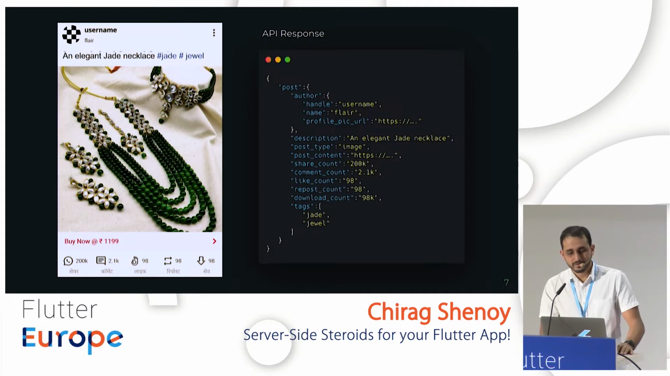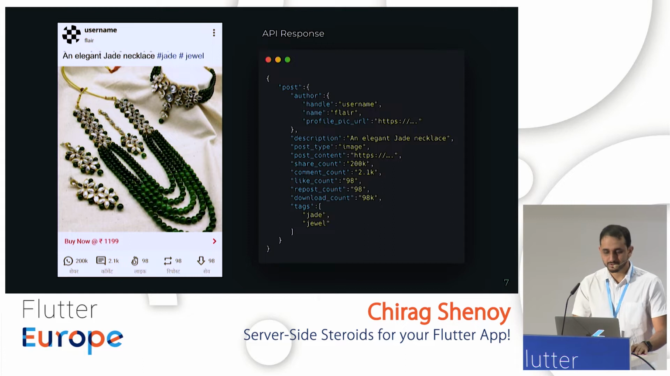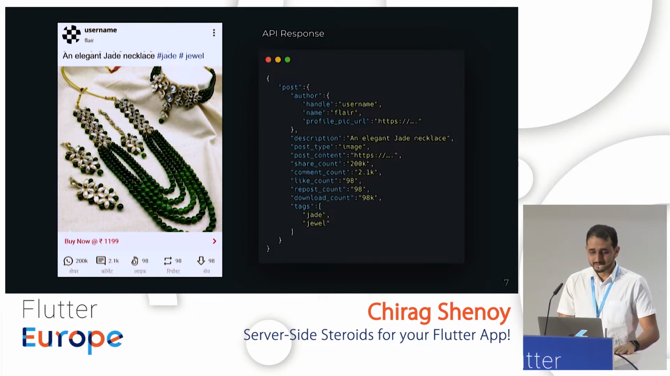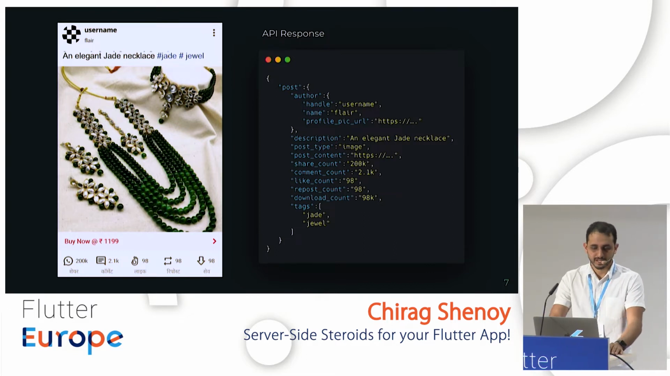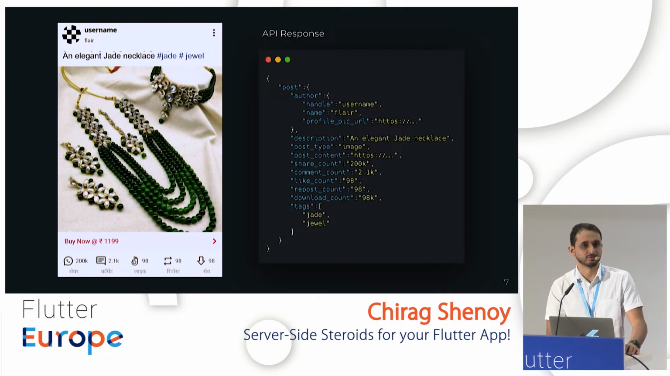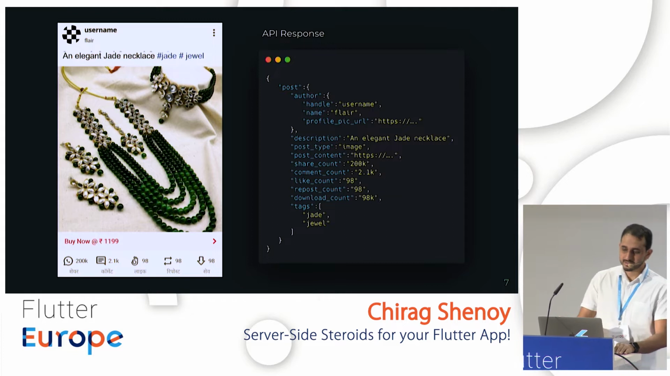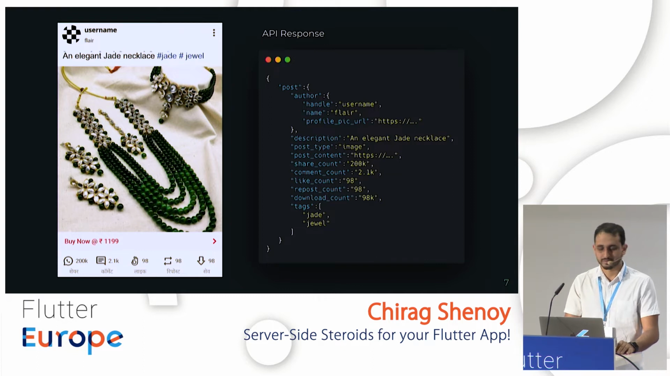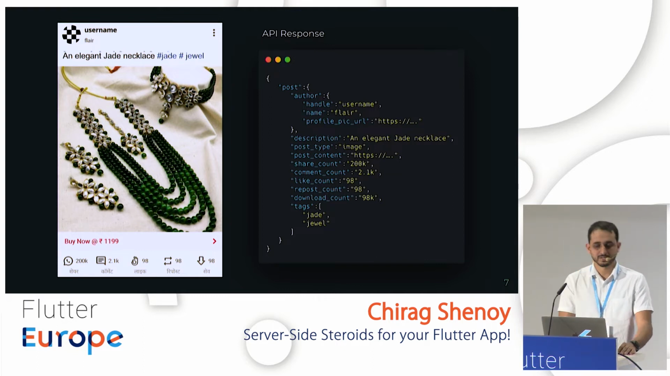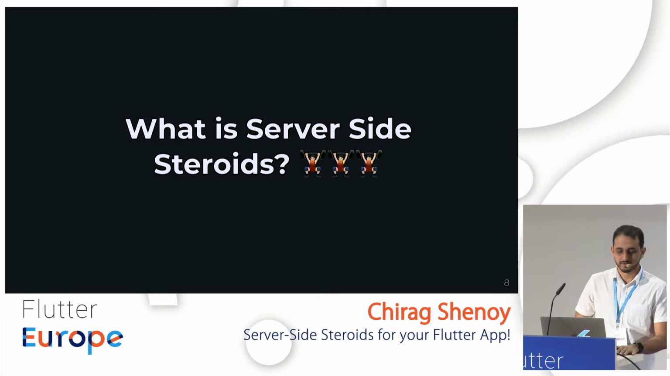So in your typical mobile apps right now, what happens is you probably would be having some sort of API response that you see on the right side. So you can see a post object in the JSON, and then you can see an author inside it, and then you have a username, a description, post type, and so on and so forth. So this is probably the standard sort of API response that most of our clients are able to consume. Once you get this API response, you would put the description into its proper text or whatever, and you would populate all your views based on this API response. That is the typical way. So let's see, what does server-side steroids mean.